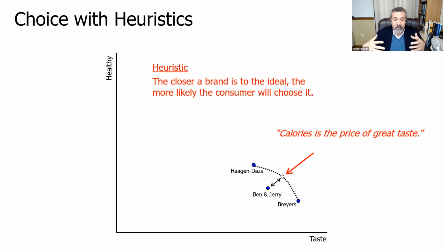And so as people go out there and they say, boy, I wish I could find something with the taste of Breyers and the calories of Haagen-Dazs, and they remember this ad, they say, yeah, well, that probably doesn't exist because calories is the price of great taste. And they suddenly realize, well, I might not be able to get the ideal, but Ben & Jerry's probably comes closest to what is possible. And indeed, when Ben & Jerry's came out with this ad campaign, their market share went up significantly. Why? Because they knew that consumers were using this heuristic, even if the consumers didn't know themselves. And they played off of that heuristic, which enabled them to increase market share.